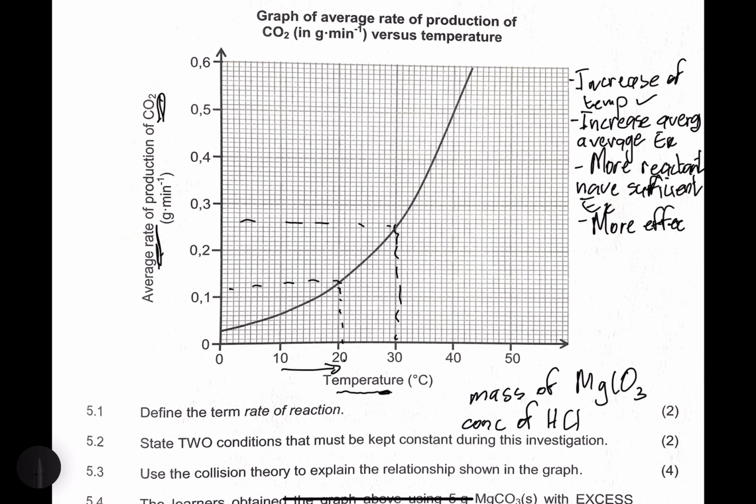Effective collisions per second. And sorry about that bad handwriting. More effective collisions per second, and so that will increase the rate of the reaction. Okay, right. And that will increase the rate of reaction. So that is the explanation.